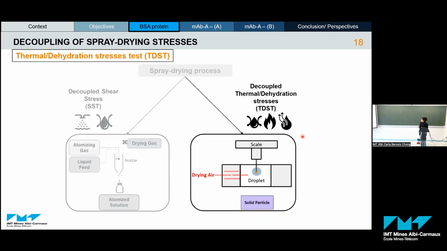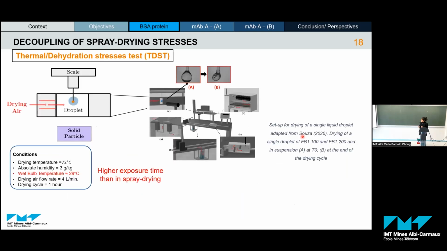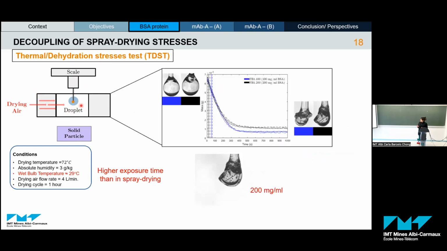And now we will pass to the thermal and the hydration stresses test. This test was performed using the setup of a single droplet drying generated for the thesis of Sousa Lima. In this case, this setup consists of a chamber where we have a filament where we can suspend a droplet that will get in contact with a drying air. The filament is attached to a scale and it's observed by a camera, which allows us to follow the drying kinetics of the droplet from the initial droplet to the final dried particle that will be analyzed.